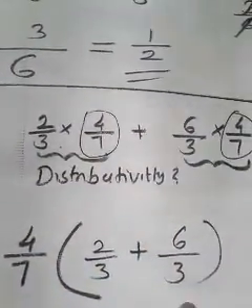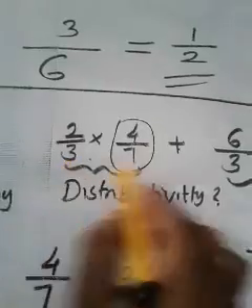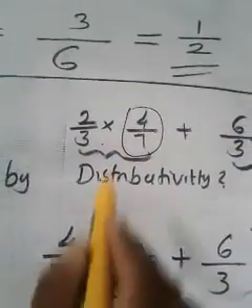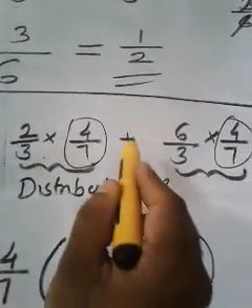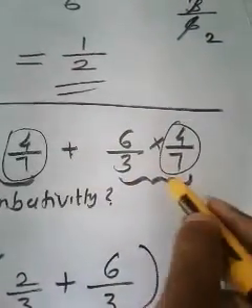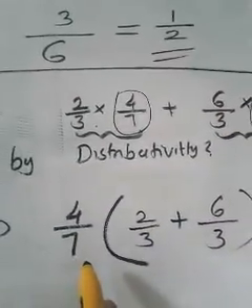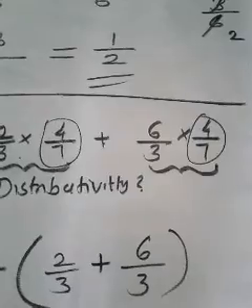Then keep a bracket. Inside the bracket, in the first term 4/7 came outside, so what will remain? 2/3 will remain. Then this sign as it is. From the second term also we took 4/7 outside. What will remain? 6/3 will remain.